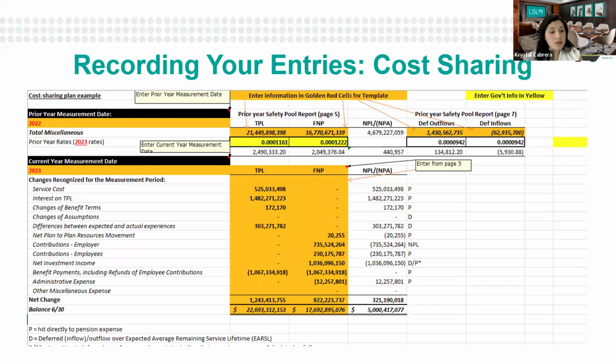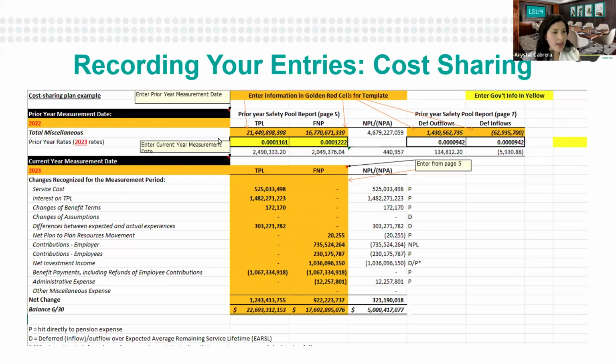Some of them are specific to your plan. With those, you're going to have to calculate those specific to your agency, and then those get amortized over time. So you want to know what your balance is and what your future balances are, because those are going to be amortized over the expected remaining service life.